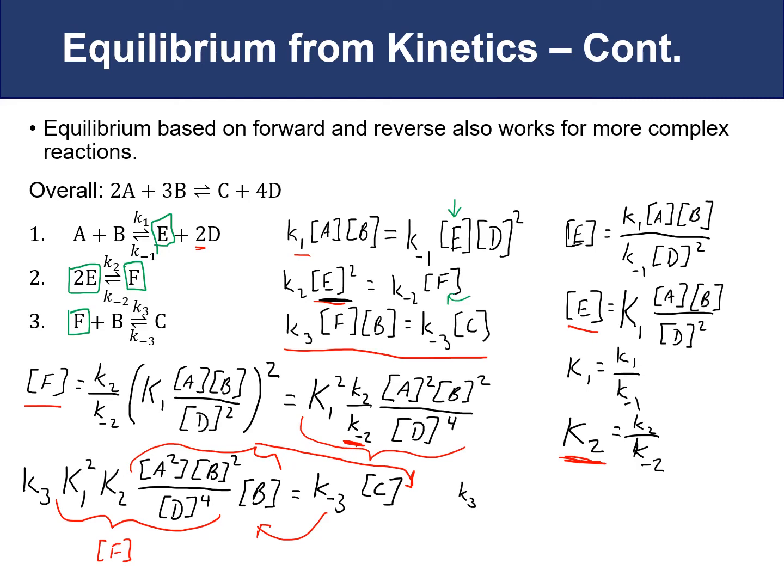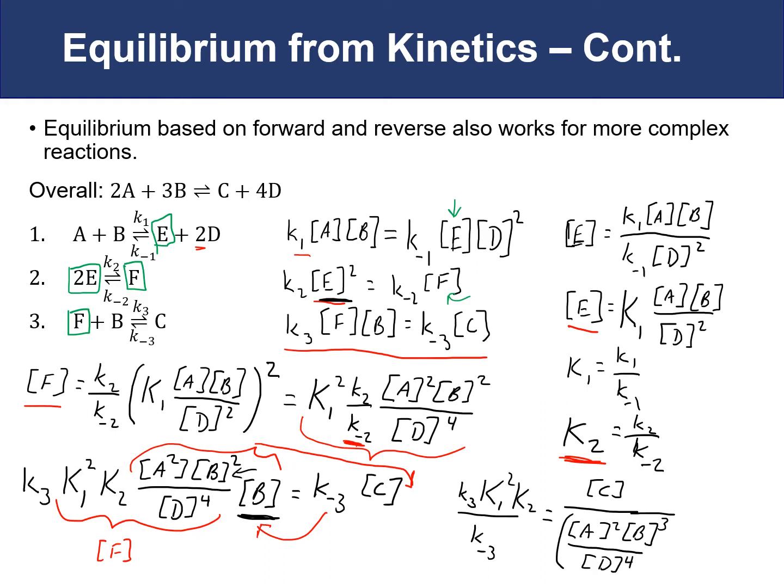This will give us little k3 times capital K1 squared capital K2 over k minus 3 being equal to the concentration of C divided by the concentration of A squared B to the 3rd, right? And the reason it is to the 3rd is because we were taking this B here times the B squared there, and that gets us B to the 3rd. That whole thing was being divided by the concentration of D to the 4th.